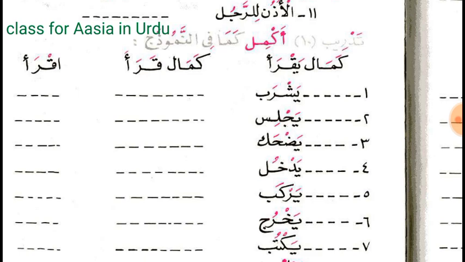Al-udhnu lil-rajul. The ear for men. Yes. Udhnu al-rajuli. The ear of man. Okay, correct.